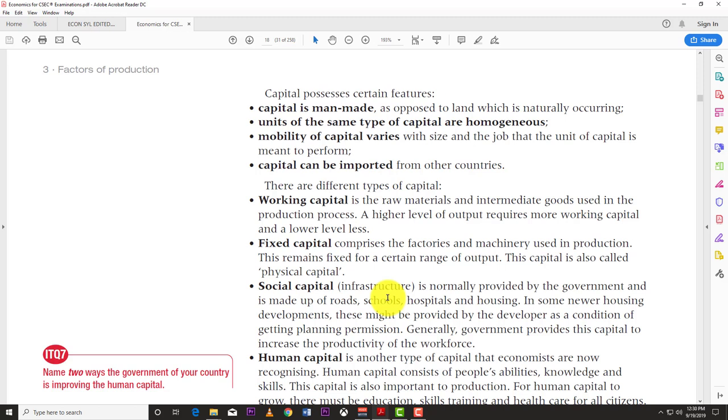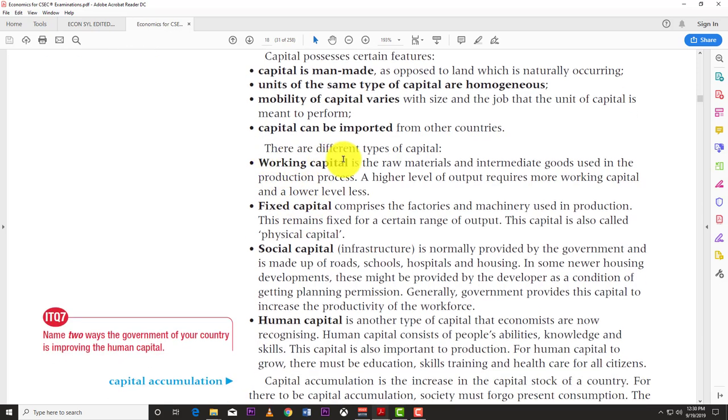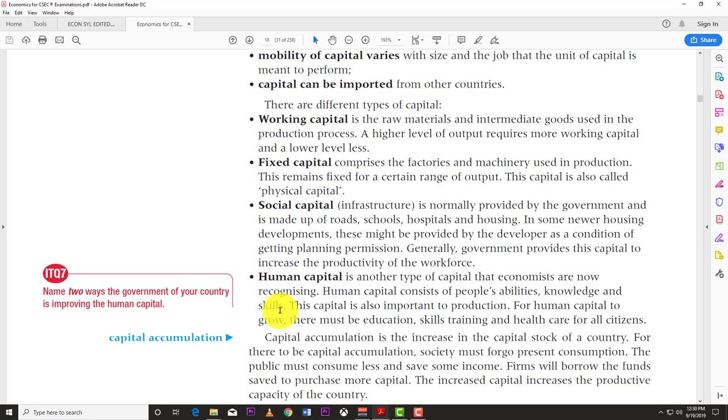Of course, capital can be differentiated. All right, capital can be differentiated. We know for those of us who do accounts, we have working capital, fixed capital, assets. So there are different types of capital. You have working capital, fixed capital, social capital, and human capital.